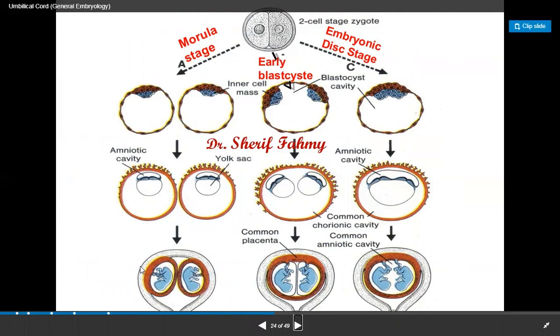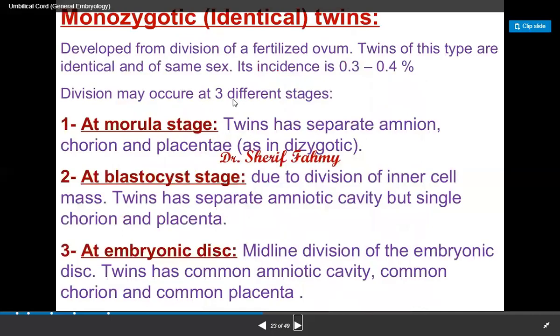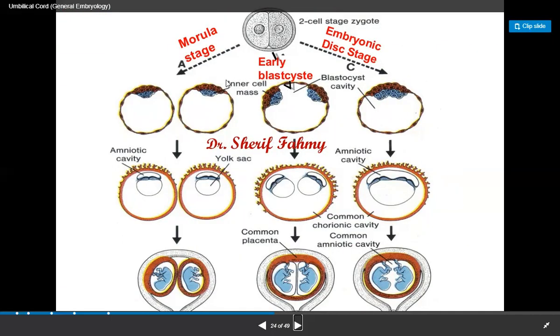Here is a different placenta, while if the division has taken place in the early blastocyst process, that is what we say about where the division occurs. Here, if this is two cells with a cell junction and one inner cell mass, the chorionic cavity is common, and here is the common placenta, but the umbilical cord is different for the two.